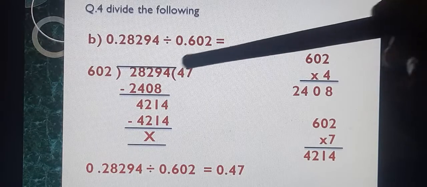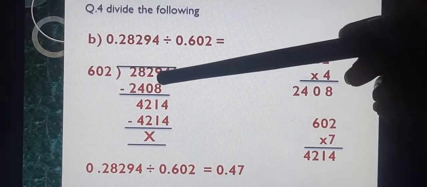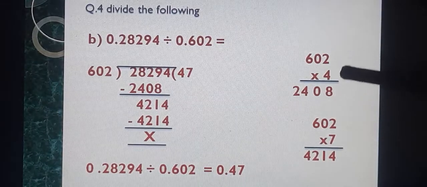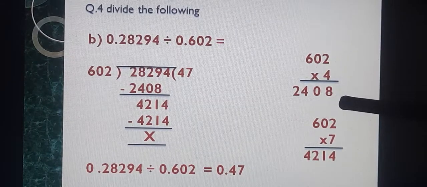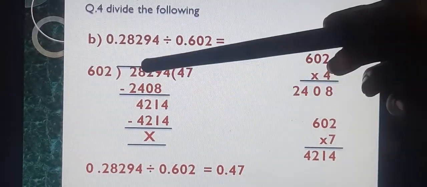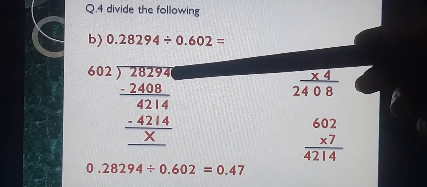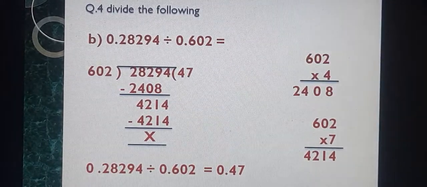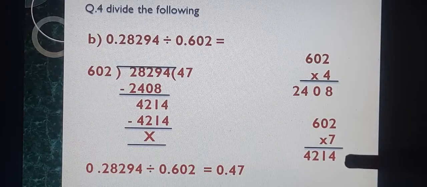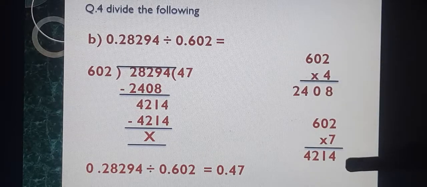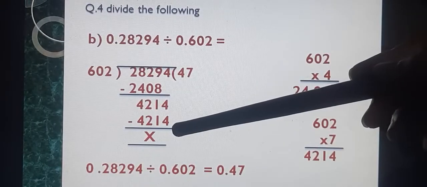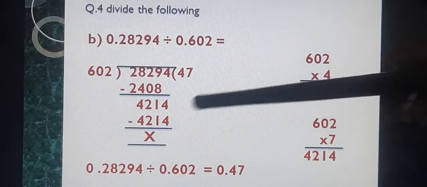Here you can put 0 before 4. Okay. So now next digit we have considered, 2,829. 602 4s are 2,408. So we will put here 9 minus 8, 1, 2 minus 0, 2, 8 minus 4, 4. Now next digit we will take, that is 4. Now our number has become 4,214. 602 7s are 4,214. So we will take it here. 602 7s are 4,214. Remainder is 0 now.